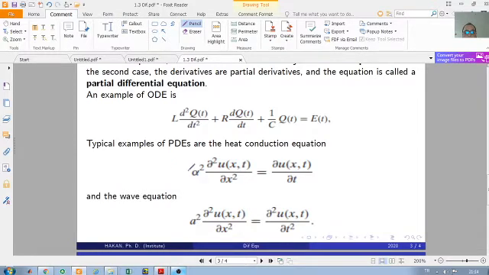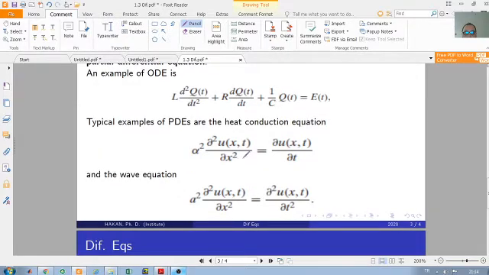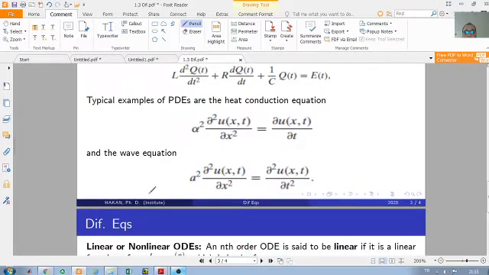Here we have another example, which is a typical example of a partial differential equation. So you see we have the second partial derivative of u with respect to x, and also the partial derivative of the same function u with respect to t. We have two different independent variables, x and t. Therefore, it is a partial differential equation. And another mathematical model is the wave equation, actually a similar equation, just with a difference on the right hand side.